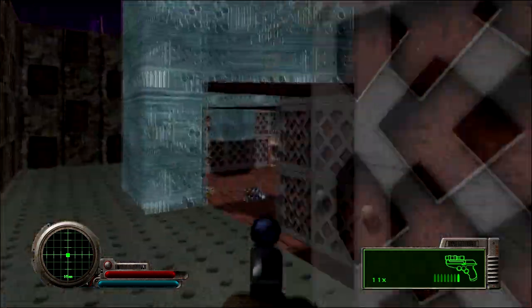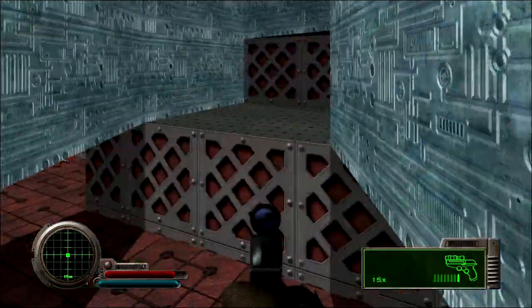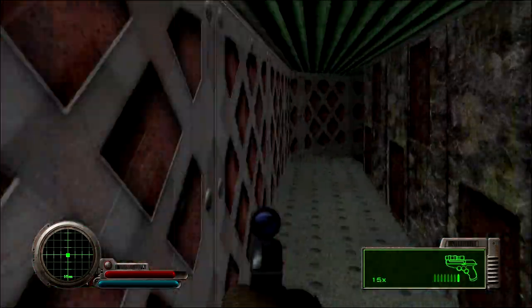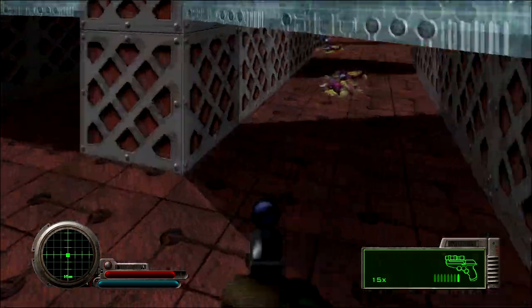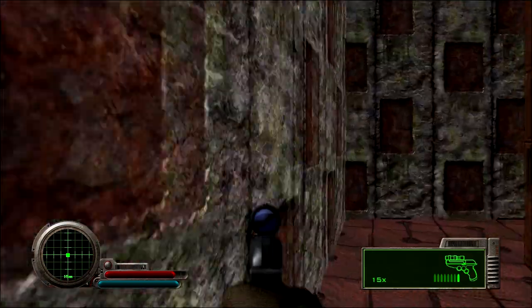But the real question here is, does this thing improve upon the original's absolutely atrocious level design and wonky mechanics to actually become a good game? Or is it just more of the same or something else entirely?